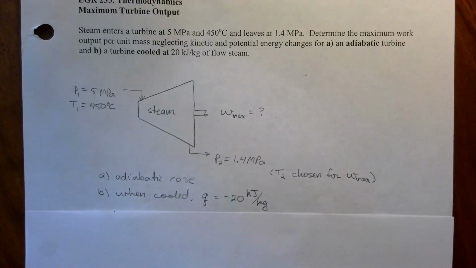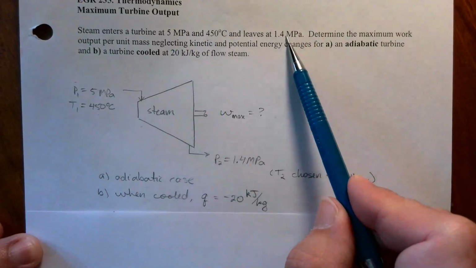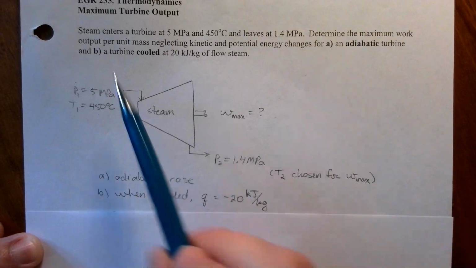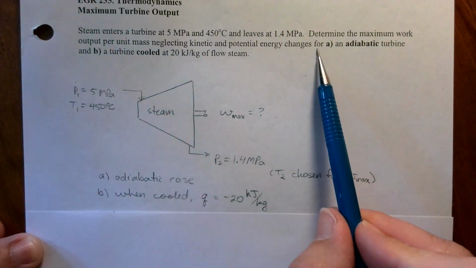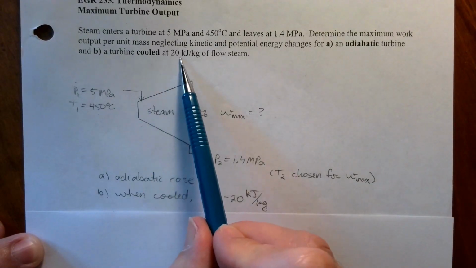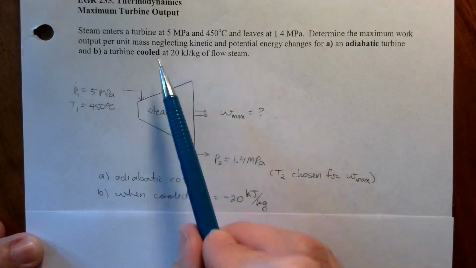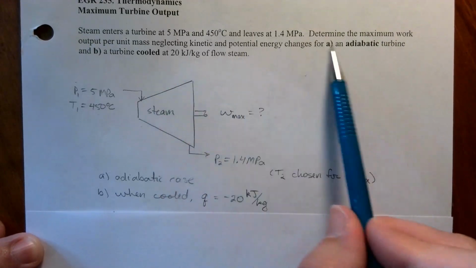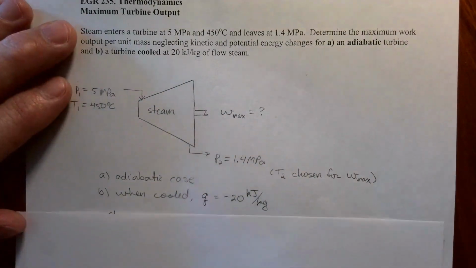Okay, so steam enters a turbine at 5 megapascals, 450 degrees C, leaves at 1.4 megapascals. So it comes in at a high pressure, leaves at a low pressure. Determine the maximum work output per unit mass, neglecting kinetic and potential energy, in one case if it's adiabatic, and in another case if it's cooled at 20 kilojoules per kilogram. So if you divide by m dot, you can do an analysis per mass flowing through the turbine.